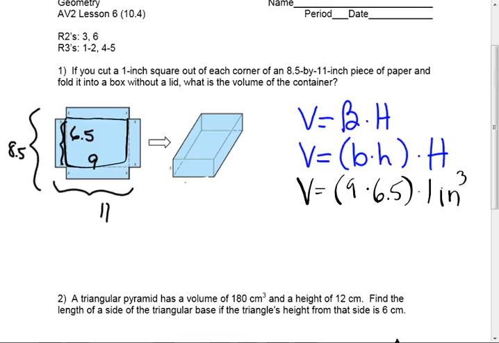So whatever 9 times 6.5 is, who wants to tell me? TJ, what's 9 times 6.5? You guys have calculators. 60. 9 times 5 is 45. 9 times 6 is 54 plus 4.